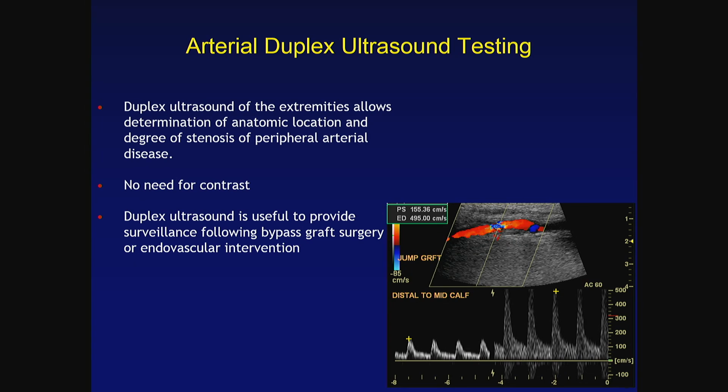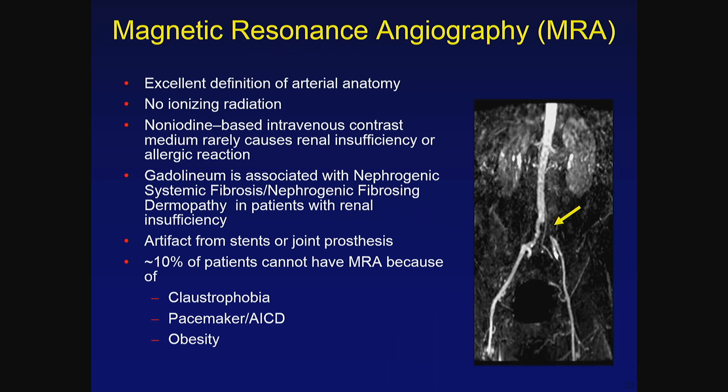A threefold increase in peak systolic velocity represents a 50 to 75% stenosis, and a fourfold increase is representative of a greater than 75% stenosis. Duplex ultrasound is frequently used for surveillance after bypass graft surgery or after endovascular interventions.